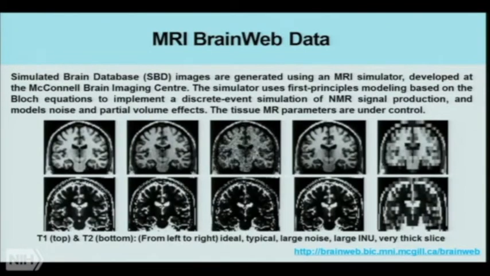The first well-known data set is the Simulated Brain Database from an imaging center in Canada. So this is really based on first principles, and according to Bloch's equation, you can generate an MRI data set as you wish. And as we see here, you have T1 in the top row and the T2 image in the bottom. And from left to right, you see the ideal image and the typical one with large noise, large intensity non-uniformity, and a very thick slice thickness. So all these things you can generate as many as you want.